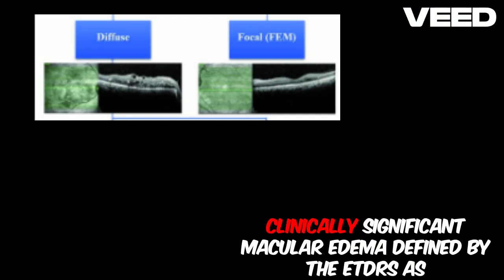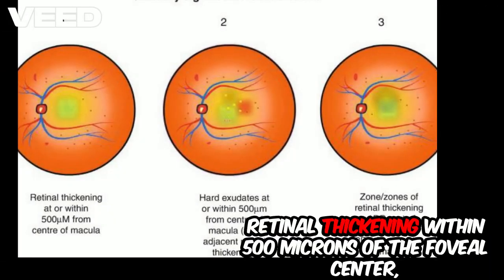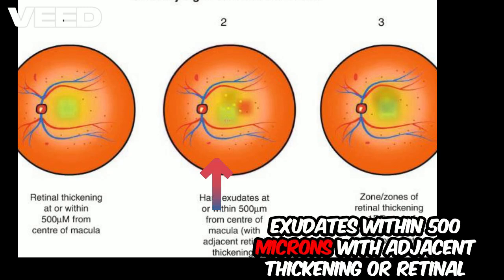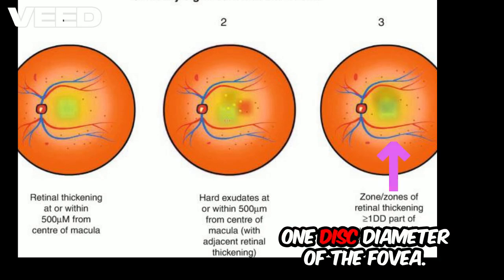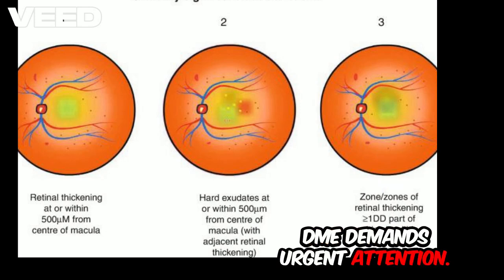CSME, clinically significant macular edema, defined by the ETDRS as retinal thickening within 500 microns of the foveal center, exudates within 500 microns with adjacent thickening, or retinal thickening one disc area or larger in size, located within one disc diameter of the fovea. DME demands urgent attention.